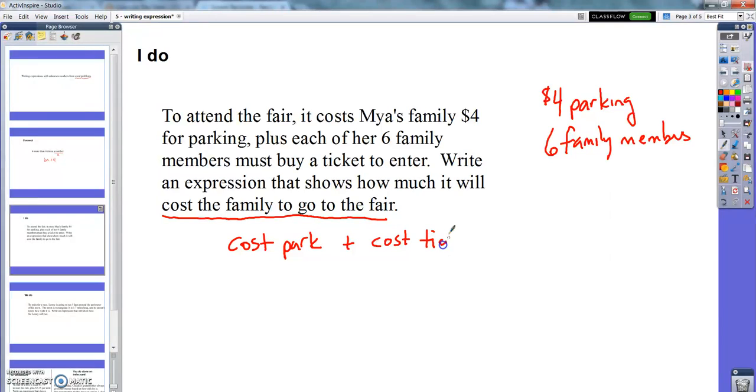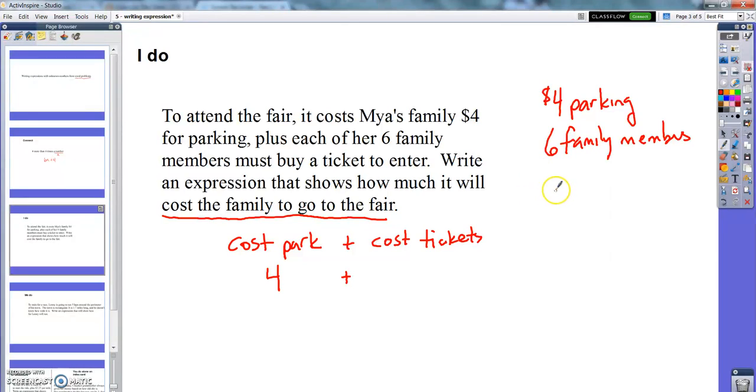That's going to show me, I'm just going to write in words here, how much they're going to pay all together to go: the cost of the parking plus the cost of the tickets. So I know how much it costs to park. I do not know the cost of the tickets, right? I know they're going to have to buy 6 tickets, but I don't know how much the tickets cost. So what I'm going to assume is I've got an unknown value there, how much the tickets cost.